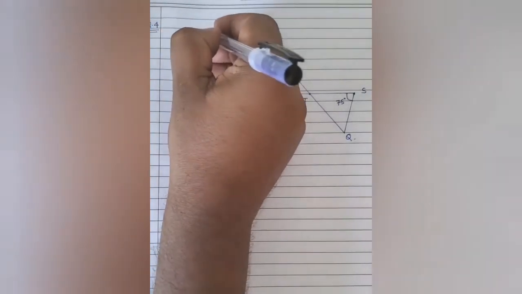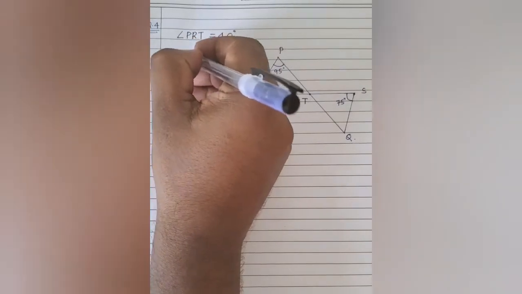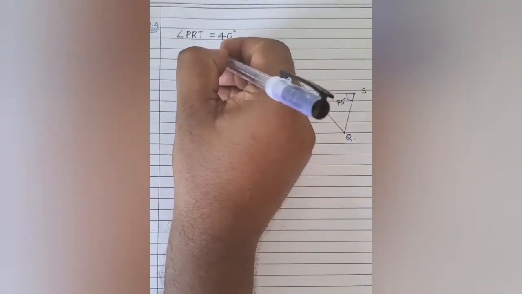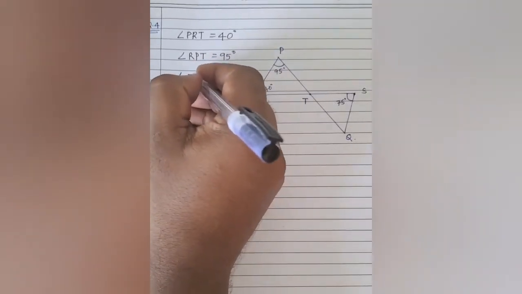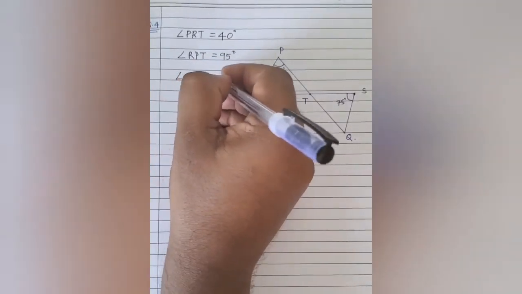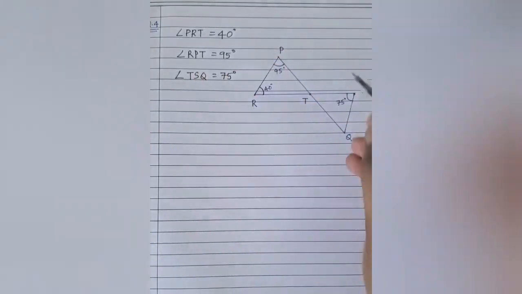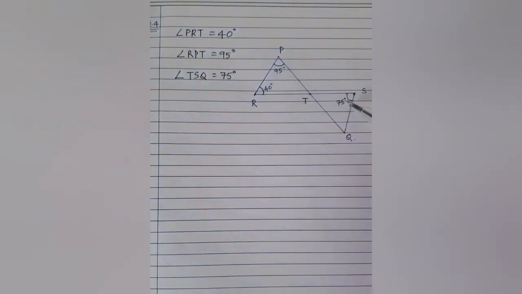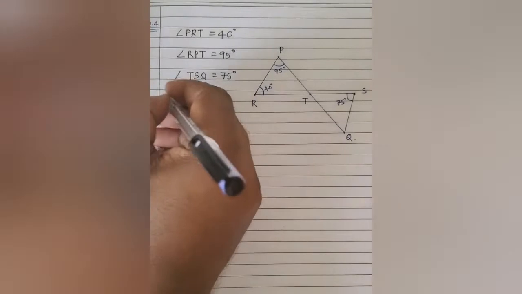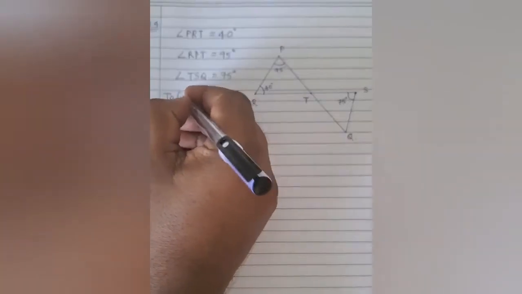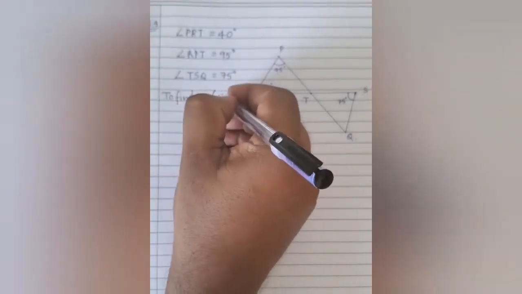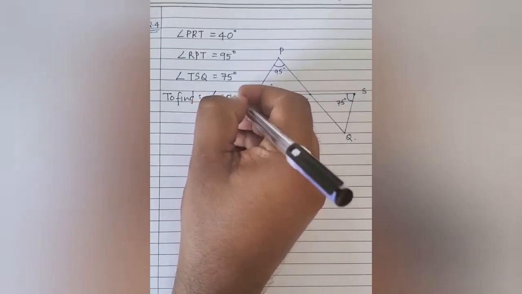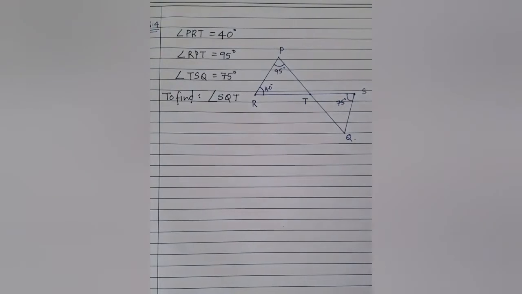PRT is equal to 40 degrees, angle RPT is equal to 95 degrees, and angle TSQ is equal to 75 degrees, which is already mentioned in the figure itself. And we have been asked to find angle SQT. Where is angle SQT?